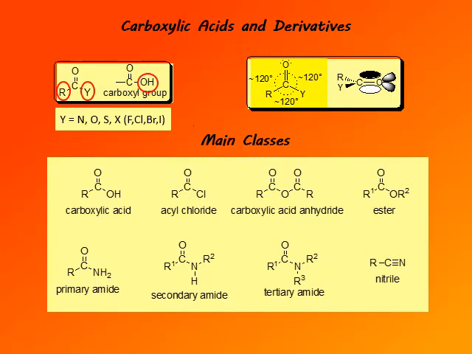Carboxylic acids and derivatives are sp2 hybridized, so they contain sp2 hybridized carbon and oxygen of the carbonyl group, which means that the geometry is trigonal planar. Bond angles are approximately 120 degrees. They are not exactly 120, but they get very close to it, and they vary a little bit from one compound to another. Looking at the carbonyl group from the side, we can see the presence of a carbon-oxygen double bond.